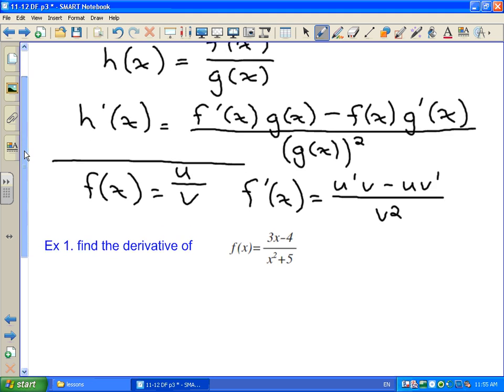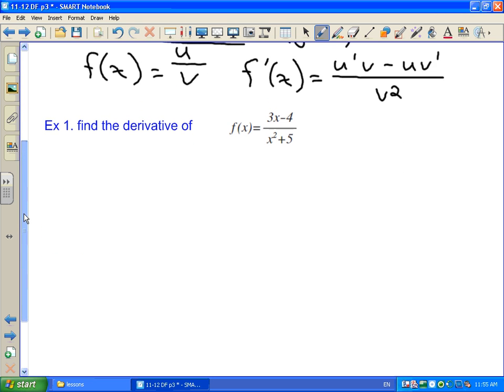So let's jump in here to an example. Okay. We want to find the derivative of this function here, f of x equals 3x minus 4 over x squared plus 5. So the numerator is our u function, 3x minus 4. The denominator is our v function, so v is going to be x squared plus 5.